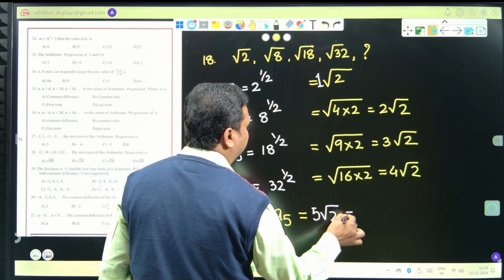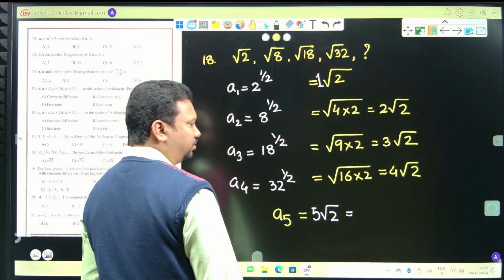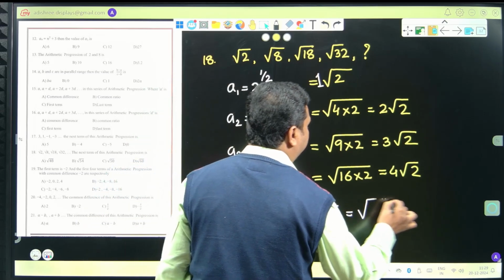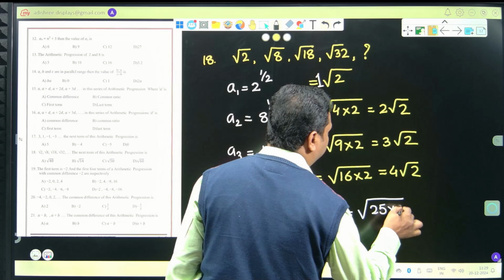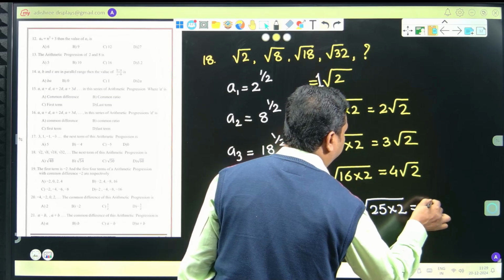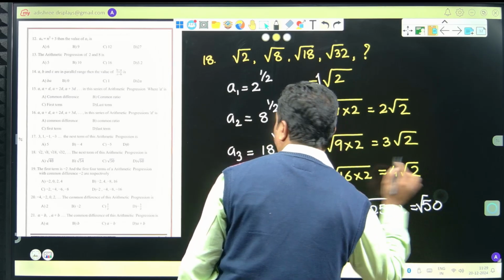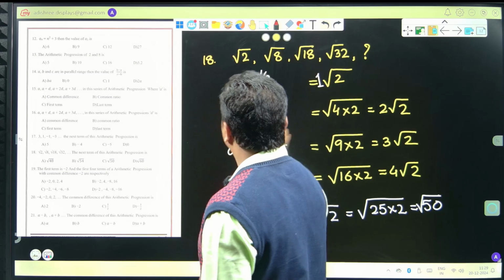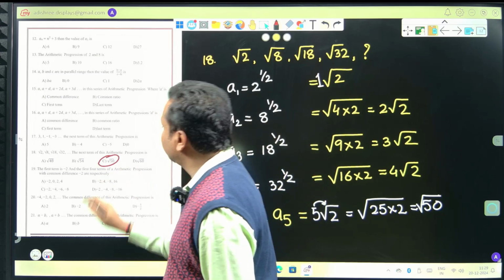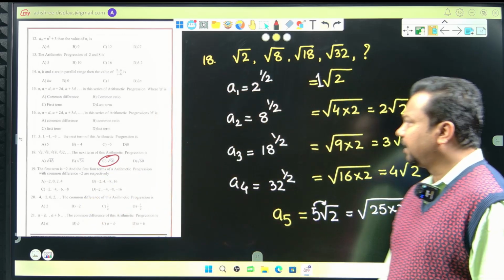Done. Therefore, what is 5 into root 2? Can we take it as 25? When you take 5 within the square root, it will become 25 into 2. So is it equal to root 50? Root 50. So I'll go with option C. Root 50 is the right answer.